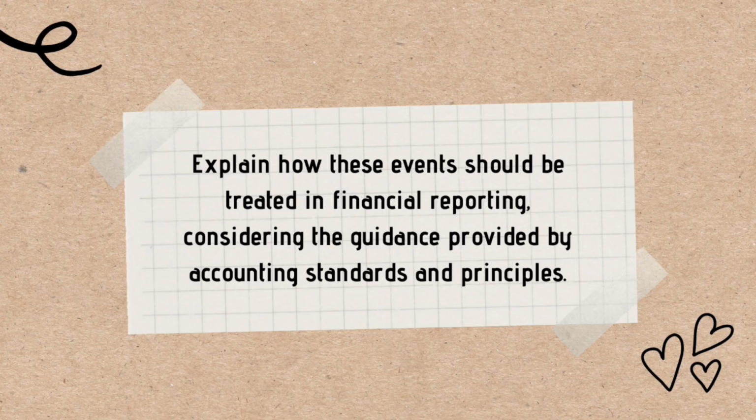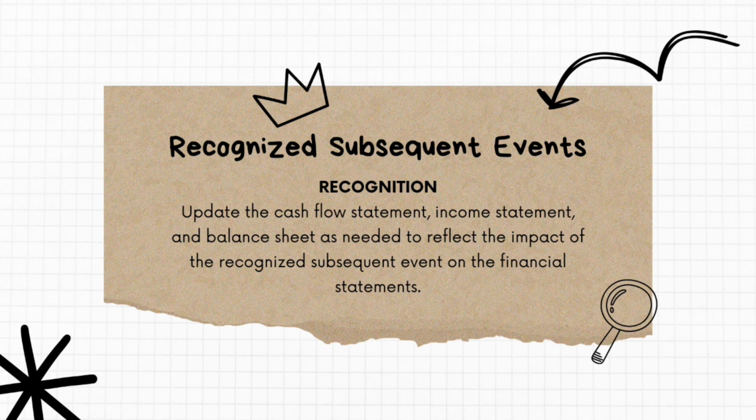Next question: explain how these events should be treated in the financial reporting, considering the guidance provided by accounting standards and principles. The first one is recognition for recognized subsequent events. It has to update the cash flow statement, income statement and balance sheet as needed to reflect the impact of the recognized subsequent event on the financial statements.